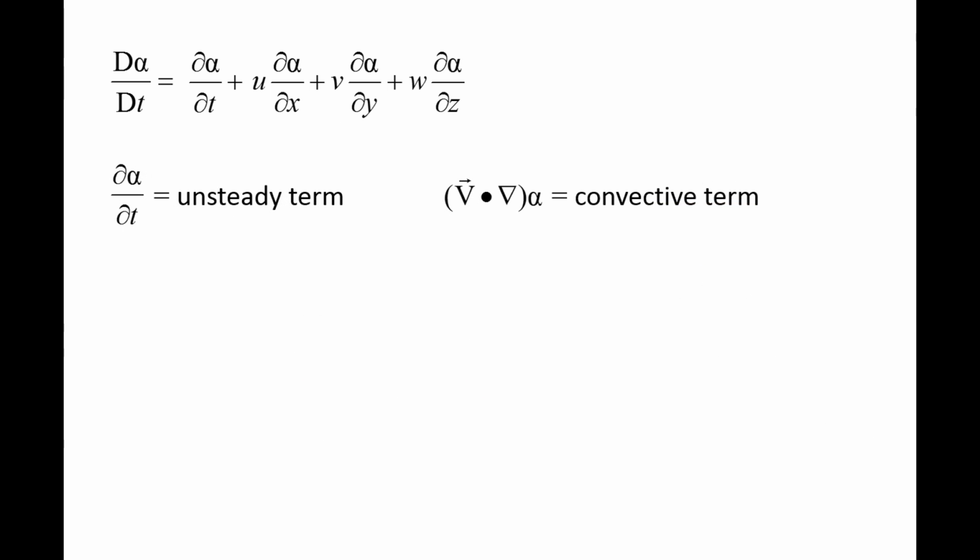The partial alpha partial t term is often called the unsteady term because it is related to the alpha field varying in time. Steady-state conditions occur when the alpha field is constant in time. The v dot del alpha term is often called the convective term because it is related to the alpha field varying in space.